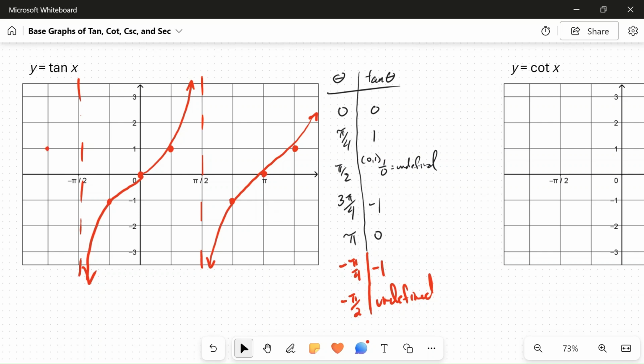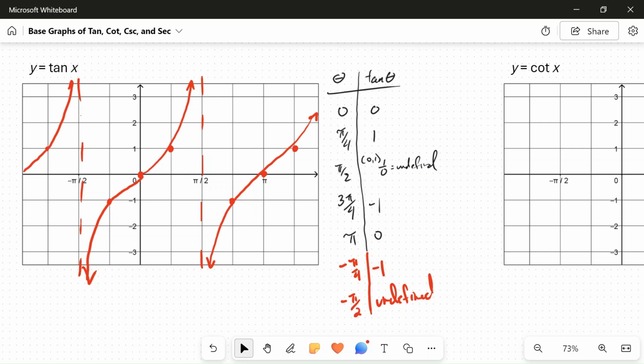So if we kept going to the left of negative pi over 2, so if we went to -3 pi over 4, we'll have a +1, and it will kind of approach down towards the x-axis. So we have this increasing type function. It's not so much a wave like sine and cosine were, but it does have this repetitive pattern, this periodic pattern.